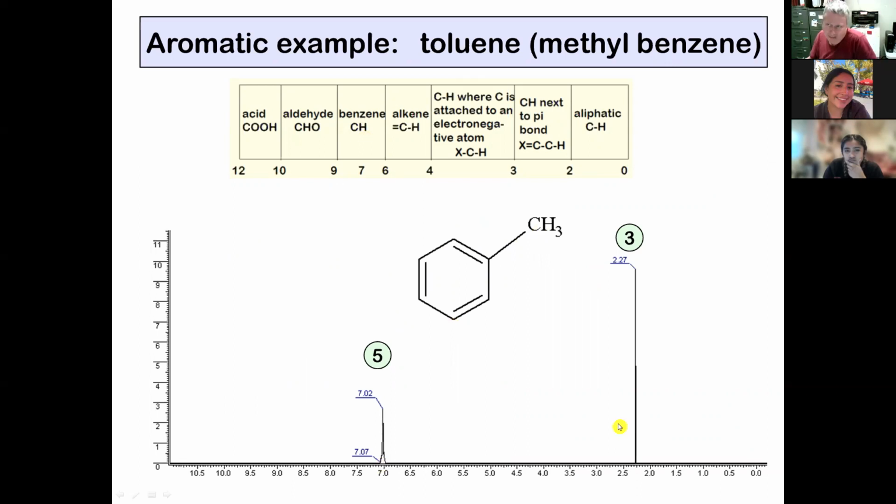Now, what about methyl? Which bracket is methyl in? It's next to a pi bond, right? These are pi bonds. The benzene is a bunch of pi bonds. So CH next to a pi bond, yeah, that's 2 to 3. And it's right in the middle of 2 to 3. So this is a great example of a benzene and CH next to a pi bond.